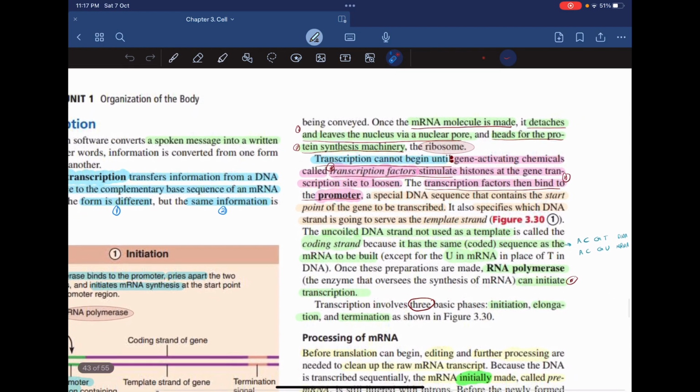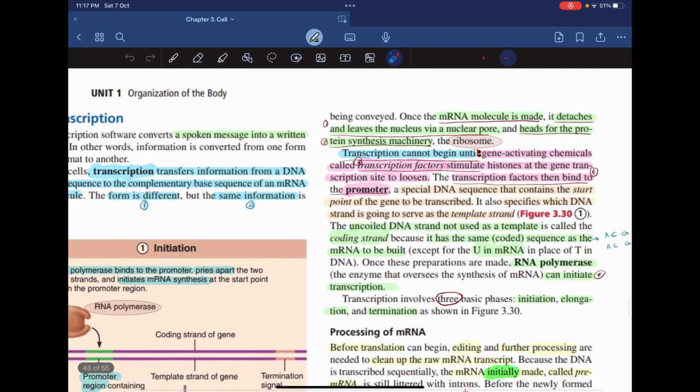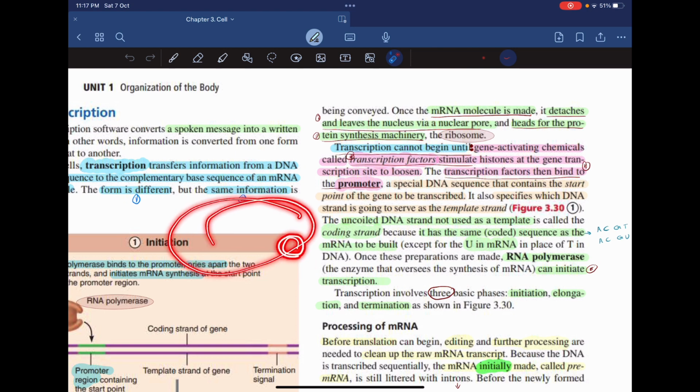So once the mRNA molecule is made, it leaves the nucleus via a nuclear pore and heads for the protein synthesis machinery, which is the ribosome. So first, the mRNA is made in the nucleus and it cannot leave until it's mature mRNA. And how does it leave? It leaves through the nuclear pores to the cytoplasm to start protein synthesis.